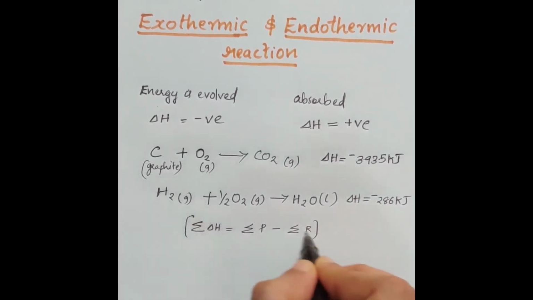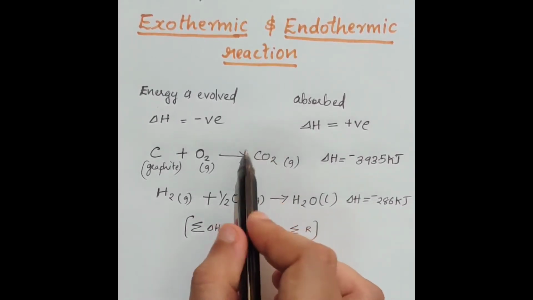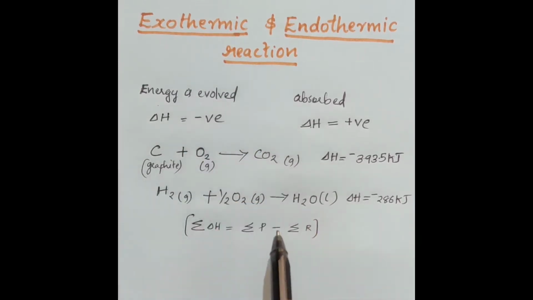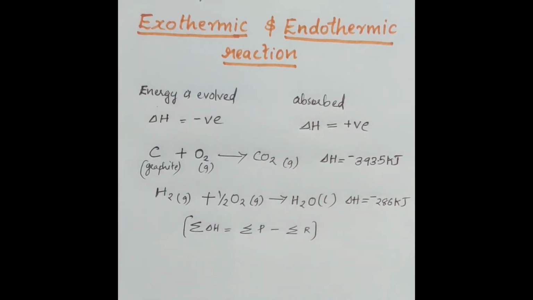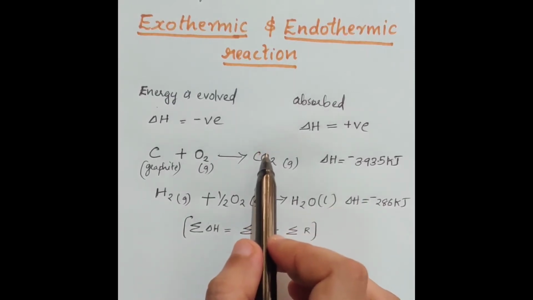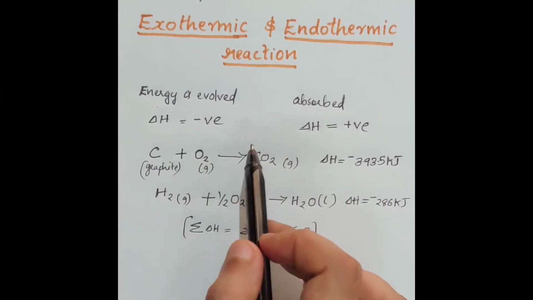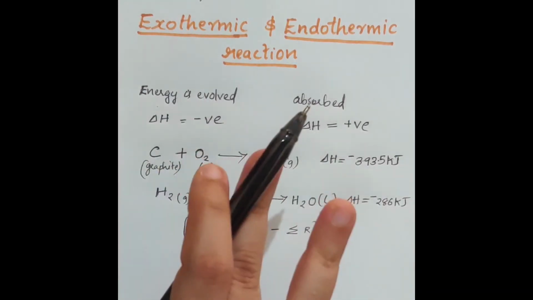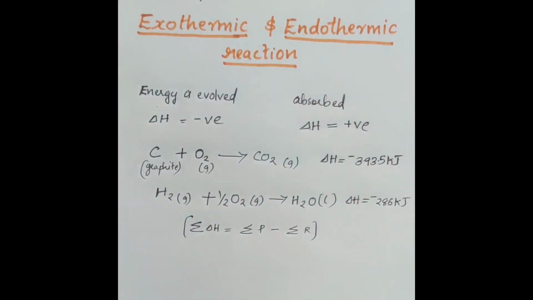So, if the enthalpy of the products is less than the enthalpy of the reactants, this products minus reactants, the overall quantity becomes negative. For an exothermic reaction, the enthalpy of the products is less than that of the enthalpy of the reactants at a given temperature, and also we can say that the delta H value is negative.